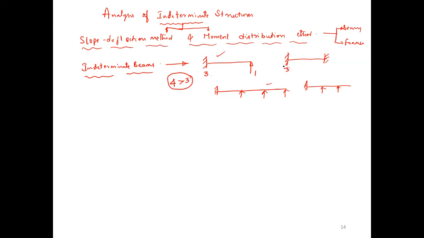Here 3 plus 3 is 6, which is greater than the available equations, which are 3, hence it is also indeterminate. Here 3 plus 1 plus 1 plus 1, therefore 6, which is also greater than the available equations, which are only 3. What are the available equations? The 3 equations are sigma H equals 0 or sigma Fx equals 0, sigma V equals 0, and sigma M equals 0. Here 3 plus 1 plus 1, so 5 is greater than 3. So hence these structures are indeterminate structures, indeterminate beams.